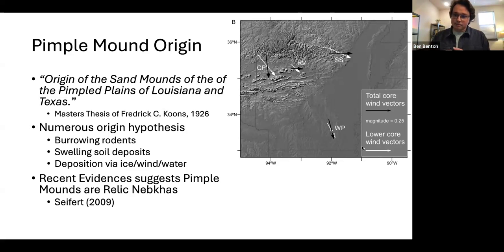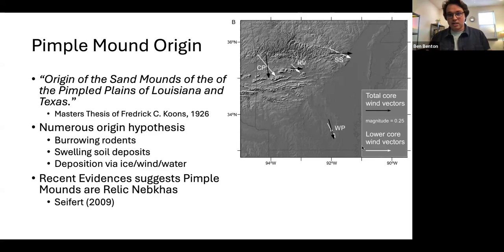But the theory that I put the most stock in and think is probably the accurate theory is from the Seifert et al. paper, which is a really, really cool paper. That suggests that these pimple mounds are actually relict sand dunes called nebkhas. And nebkhas are formed today, and they're essentially a sand dune that forms from soil being blown in the wind and catching on a shrub or a clump of grass or something like that, and it forms a dune.